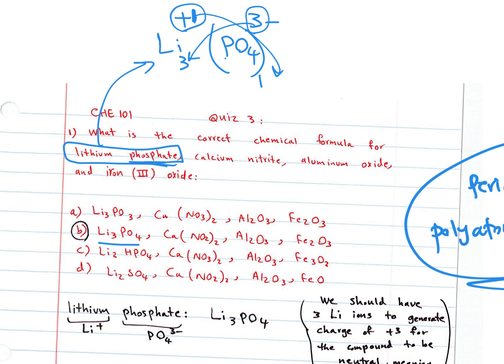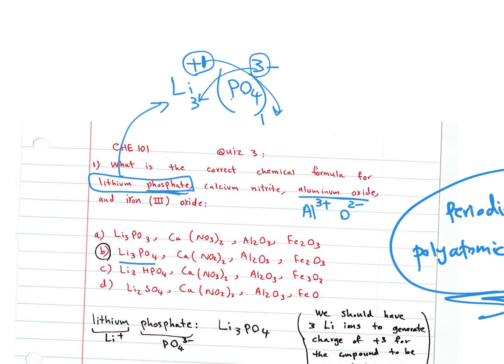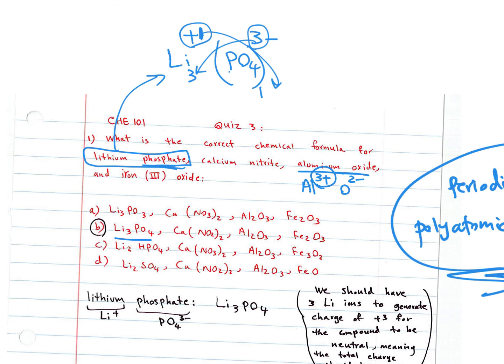And the same thing, for instance, for aluminum oxide. What is the aluminum cation? 3+, right? What is oxide? 2-. Remember, you switch these two, and it would be Al2O3.